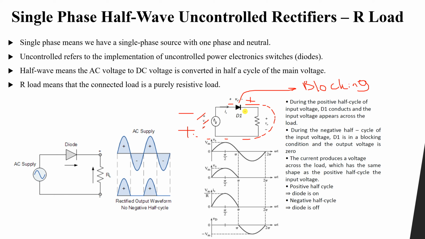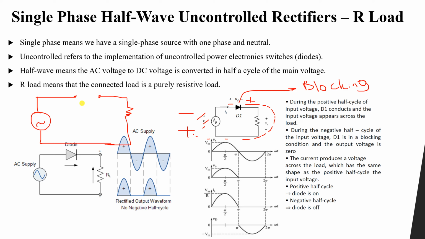So since it is reverse biased, it will become an open circuit. So our circuit during the negative cycle will be like this. Open circuit, and resistance.